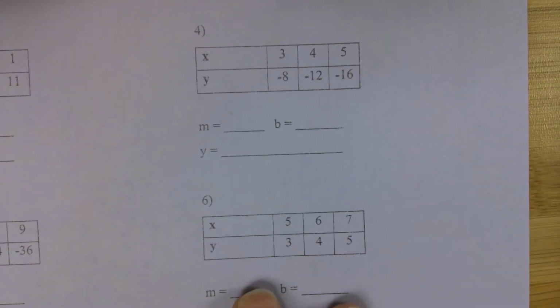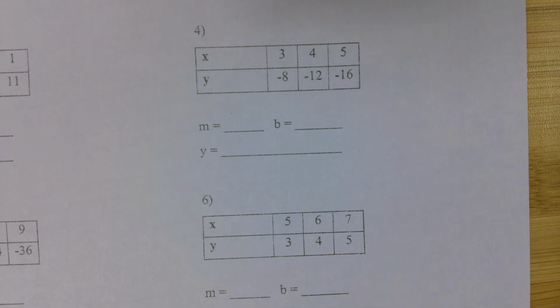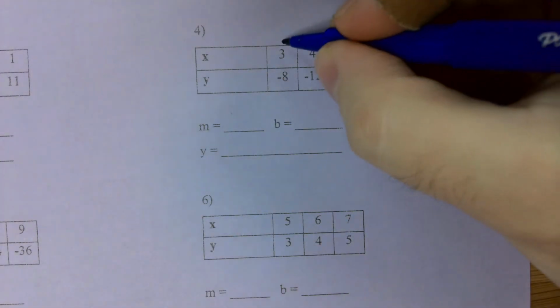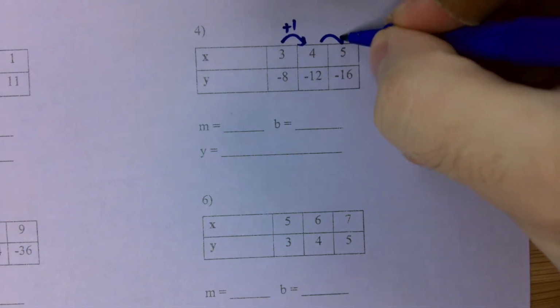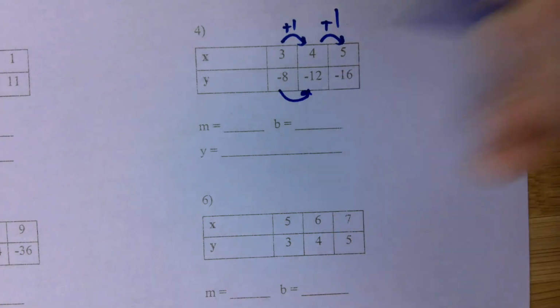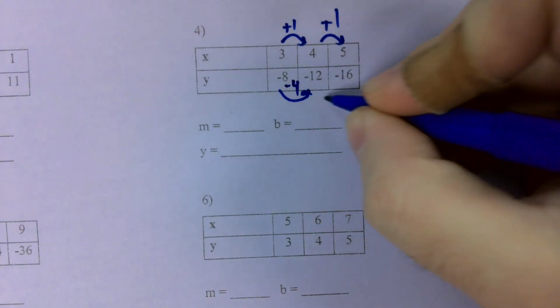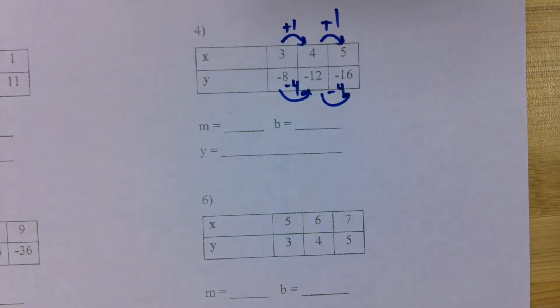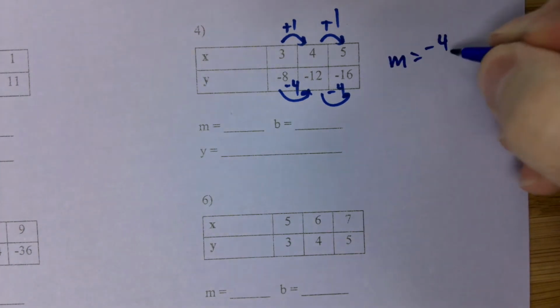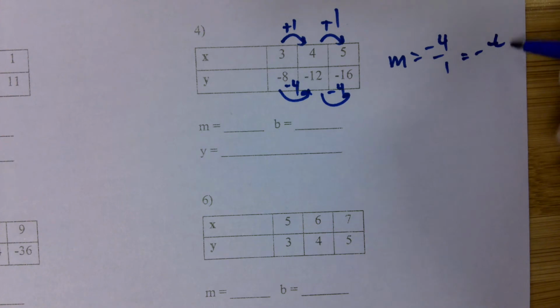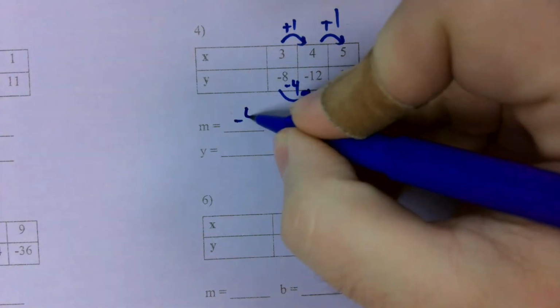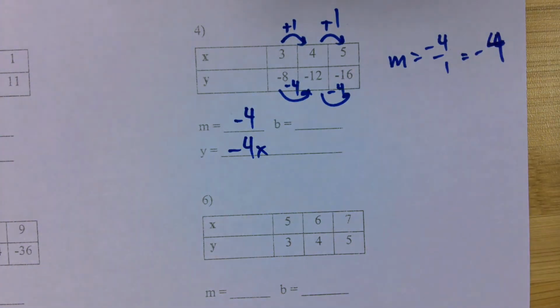All right, down to number 4. On the top, we've got a change of plus 1. And on the bottom, what's our change? From negative 8 to negative 12, minus 4, right? So our slope's going to be negative 4 over 1. That's just negative 4. We can set up the first part of our equation right there. y equals negative 4x. Now we just have to find b.